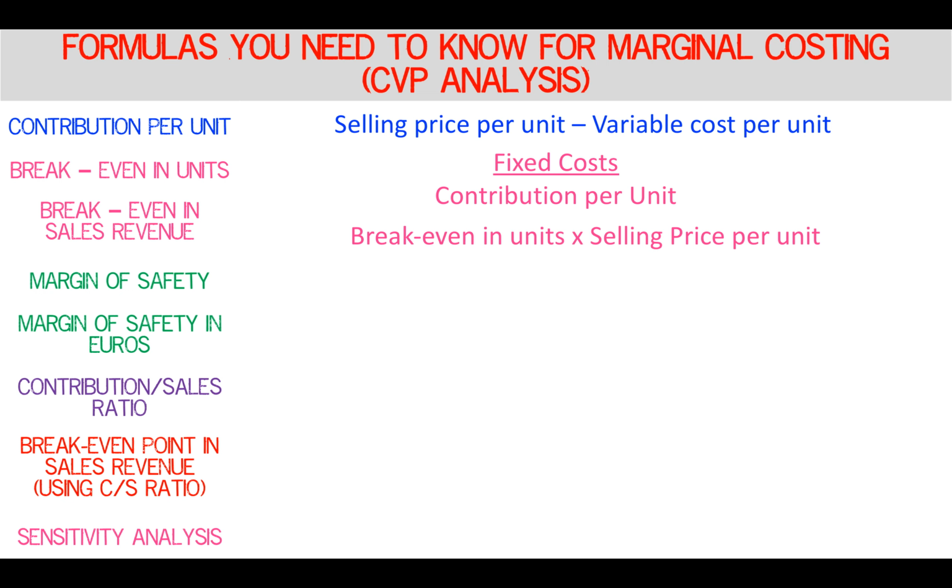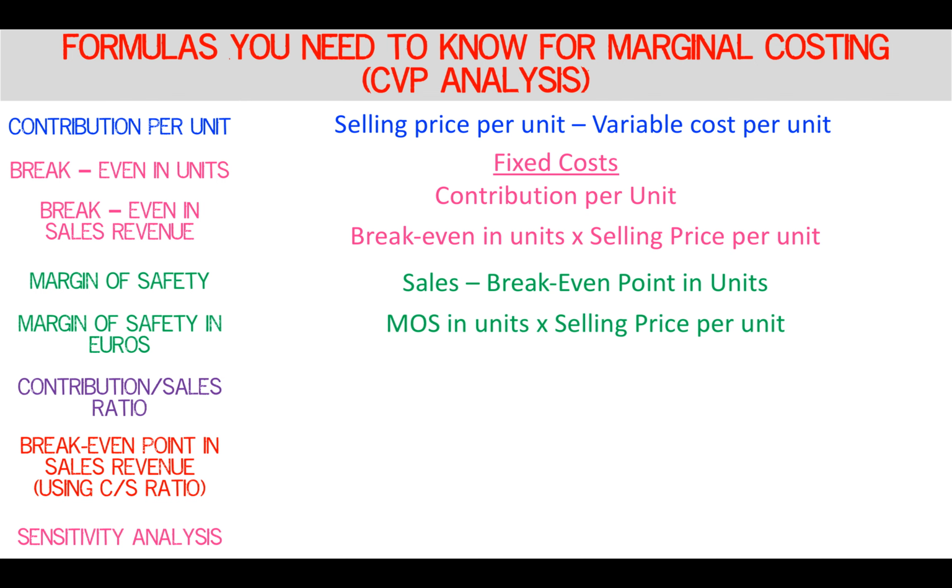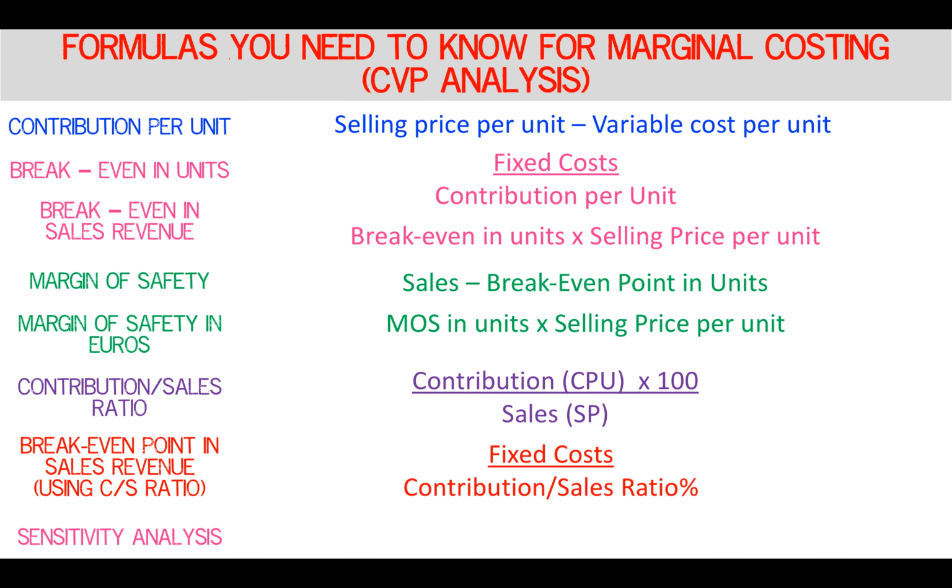The margin of safety is the sales minus the break even point in units. The margin of safety in euros is the margin of safety multiplied by the selling price per unit. Contribution sales ratio is our contribution per unit over our selling price, multiplied by 100. The break-even point in sales revenue using the contribution sales ratio is fixed cost divided by contribution to sales ratio. And then finally, our sensitivity analysis is sales minus variable costs minus fixed costs is equal to profit.